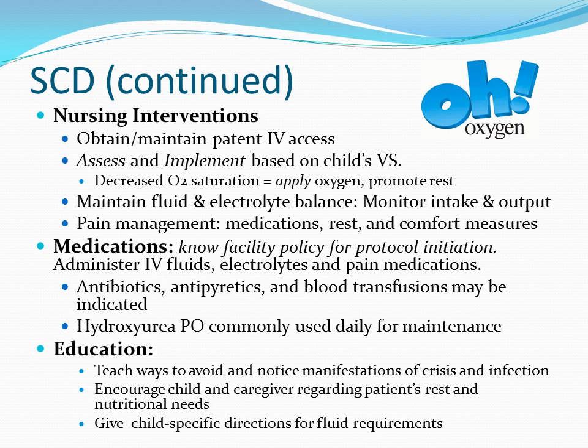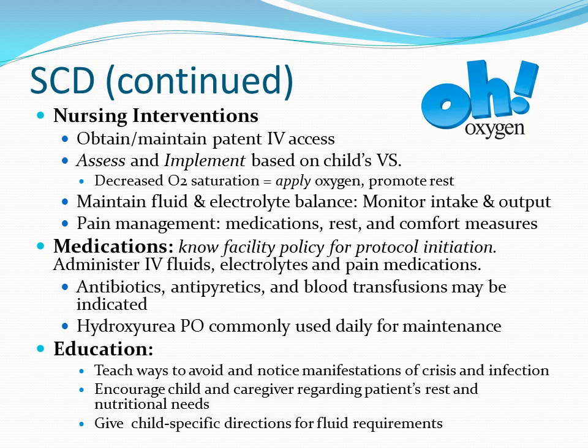Hydroxyurea, PO, is commonly used for daily maintenance of sickle cell disease. Also, for medications in the acute care setting, you want to start with a non-opioid analgesic, then proceed to an opioid if necessary for severe pain. NSAIDs and ketorolac IV are common in the acute care setting as well.